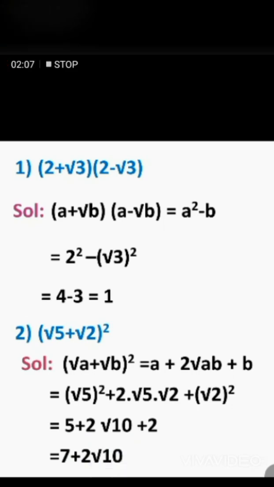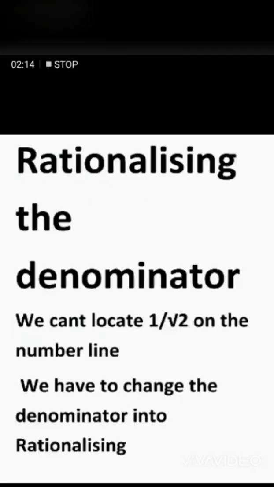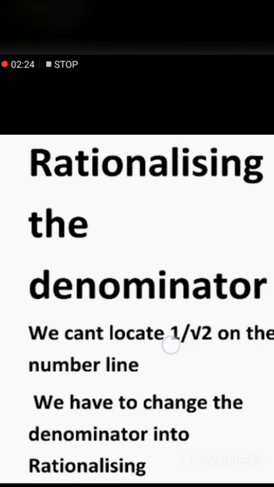Now let us move on to the next topic, rationalizing the denominator. Children, we have learned that we cannot locate irrational numbers on the number line directly, isn't it? So let us consider 1 by root 2. To locate 1 by root 2 on the number line, we have to find out the value of root 2.